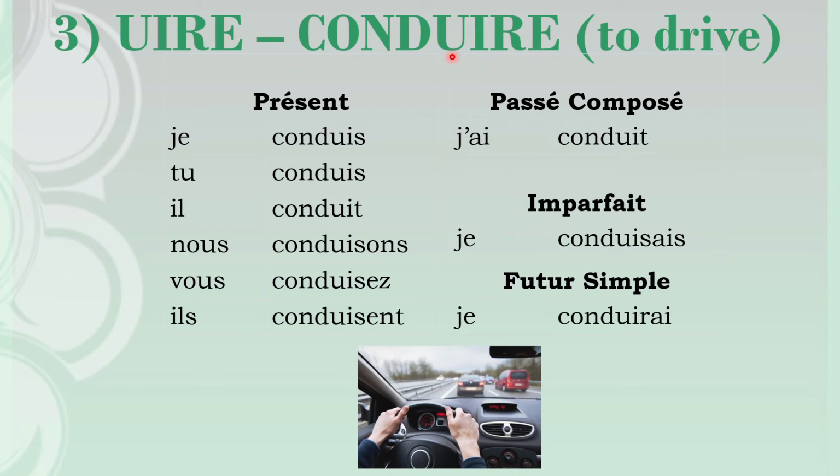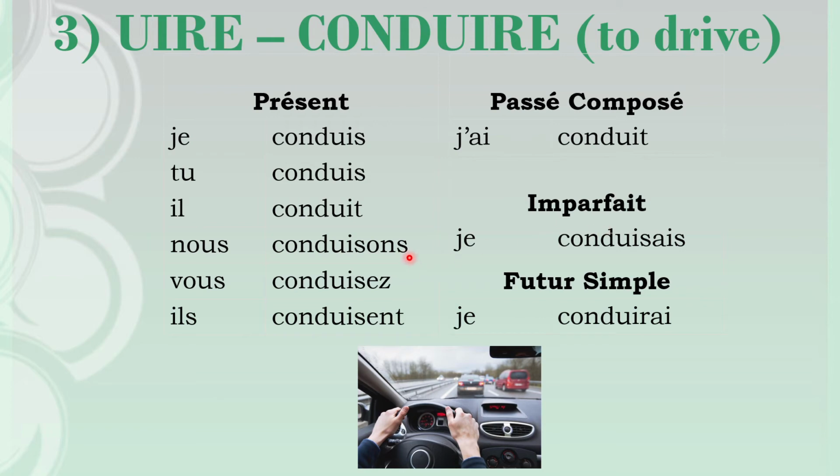Conduire, UIRE. So here is how the present tense is. Je conduis, tu conduis, il conduit, nous conduisons, vous conduisez, ils conduisent. So this is how the present goes for the UIRE verbs. The past participle, UIRE becomes UIT. So j'ai conduit, tu as conduit, and so on.